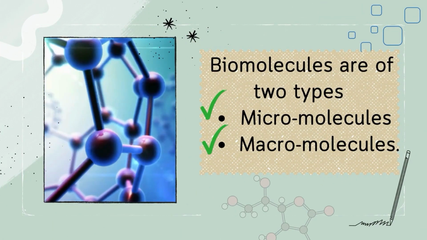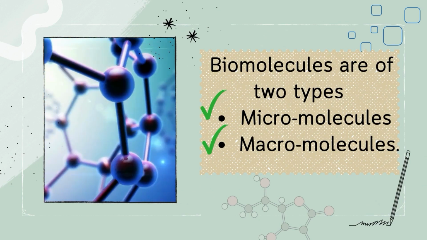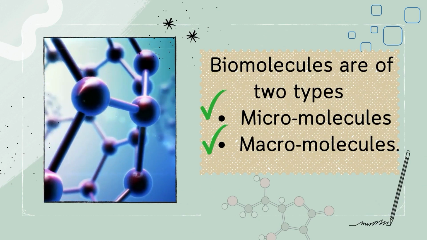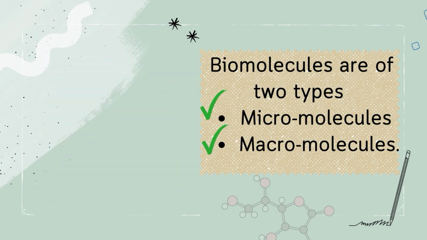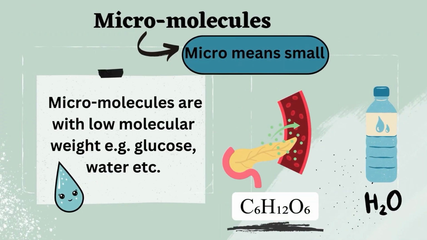Biomolecules are of 2 types. Micromolecules. Macromolecules. Let's discuss about micromolecules. Micro means small. Micromolecules are with low molecular weight. For example, glucose, water, etc. Glucose and water are with small molecular weight.